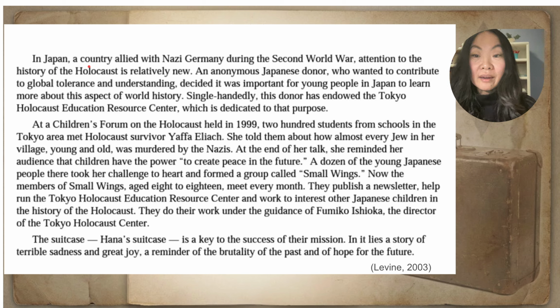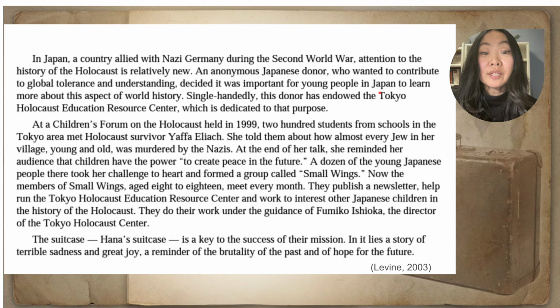In Japan, a country allied with Nazi Germany during the Second World War, attention to the history of the Holocaust is relatively new. An anonymous Japanese donor who wanted to contribute to global tolerance and understanding decided it was important for young people in Japan to learn more about this aspect of world history. Single-handedly, this donor has endowed the Tokyo Holocaust Education Resource Center, which is dedicated to that purpose.